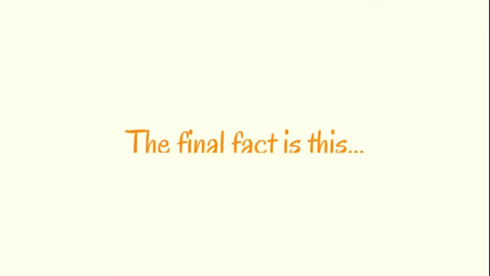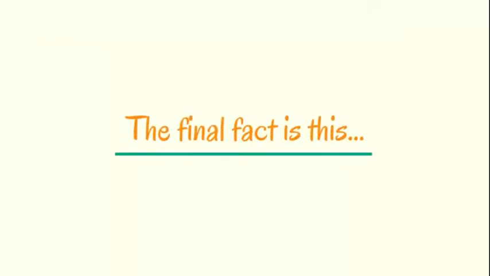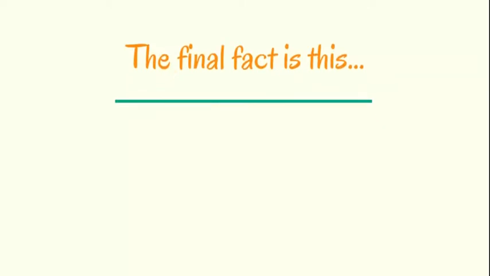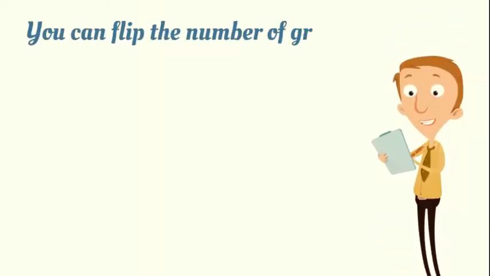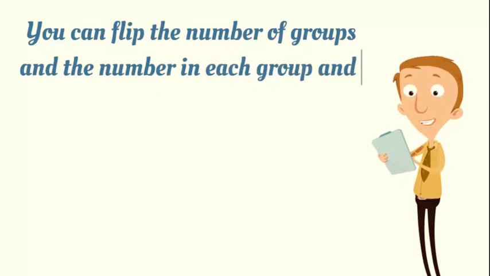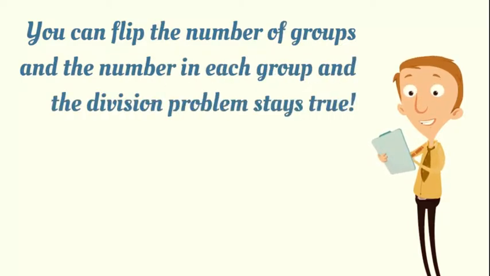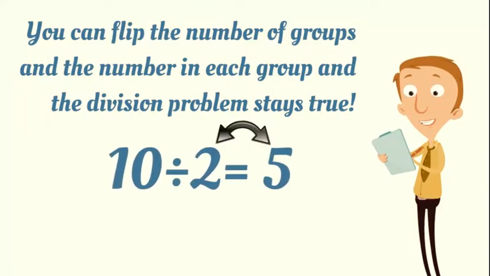All right, the final fact is this. Okay, this is so awesome. You can flip the number of groups and the number in each group, and the division problem stays true. For example, 10 divided by 2 equals 5. And you can flip the 2 and the 5, and it stays true.